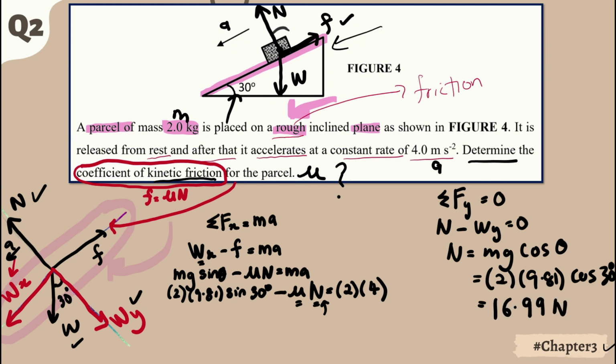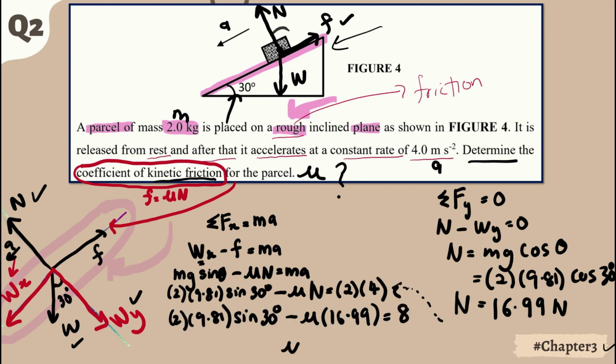Now we substitute our value of normal in the first equation, in this equation. Then finally you are supposed to have your mu as 0.107.